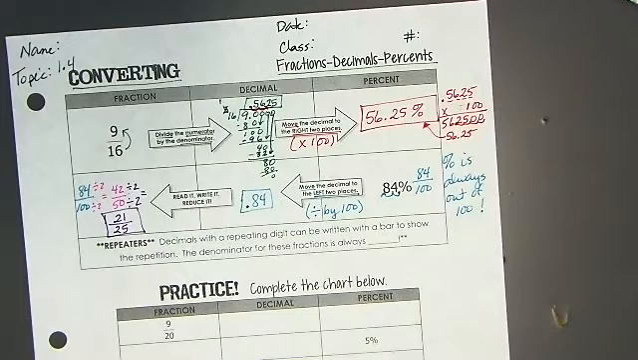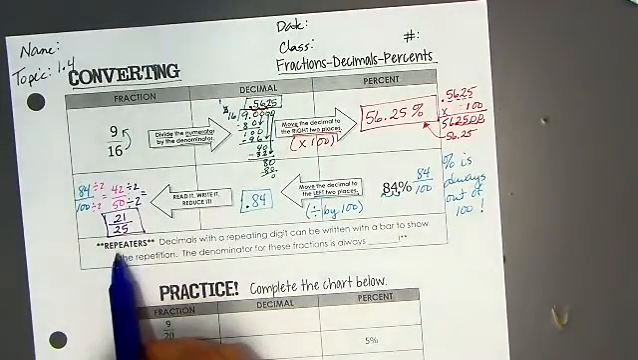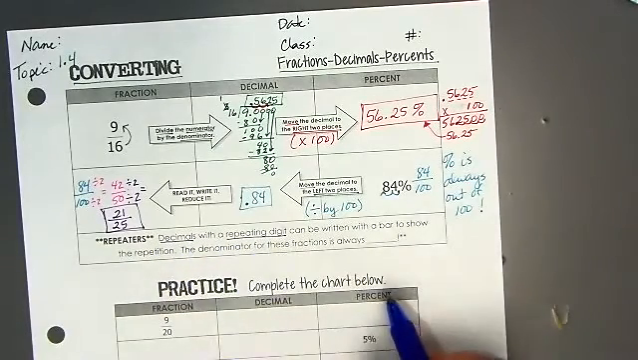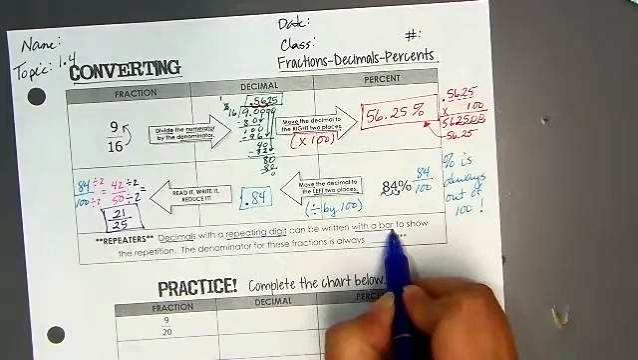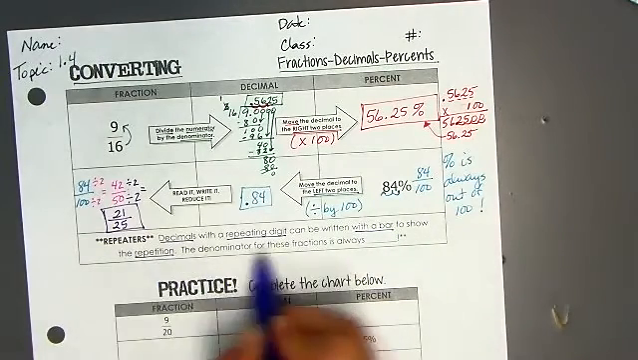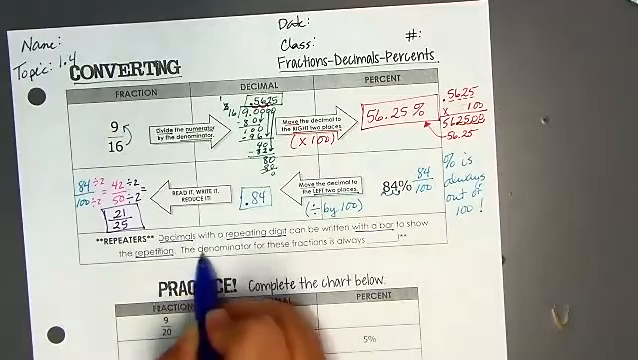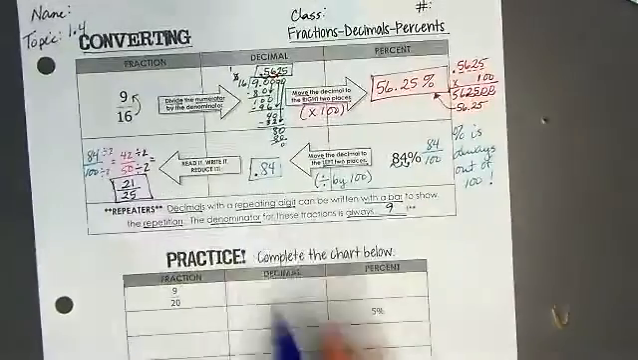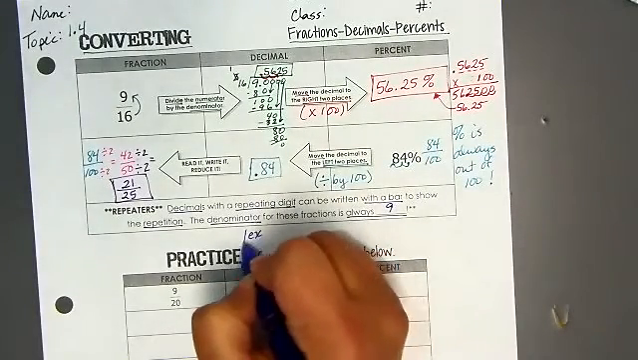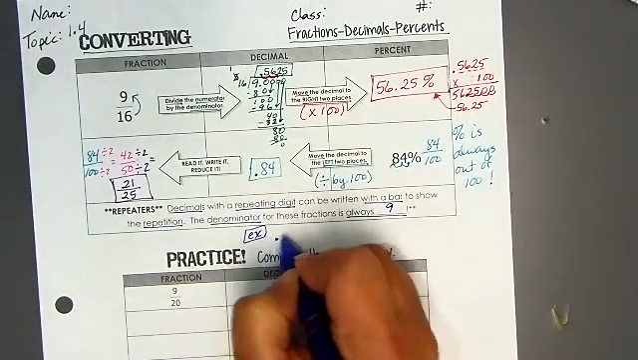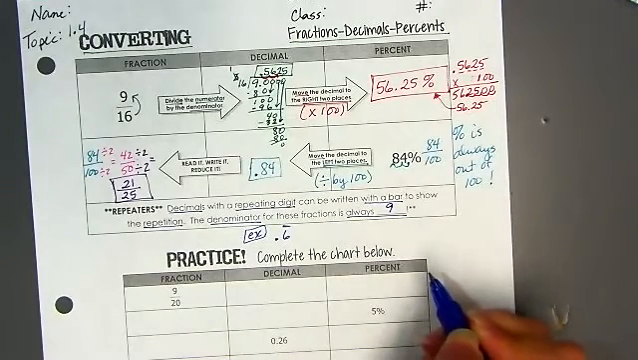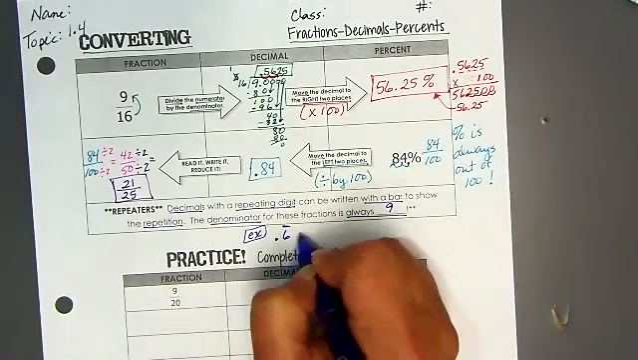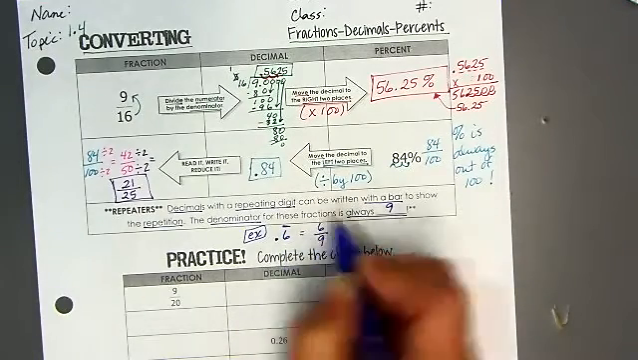One last little note. If you have decimals with a repeating digit, which means they're written with a bar over it to show that repetition, the denominator for these fractions is always 9. For instance, if we have 0.6 with the bar over it, that means the 6 is in the tenths place. But instead of writing 6 over 10, I'm going to write 6 over 9.